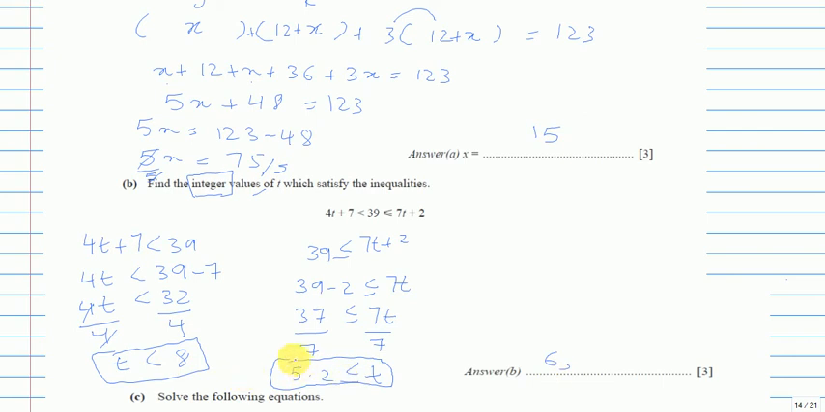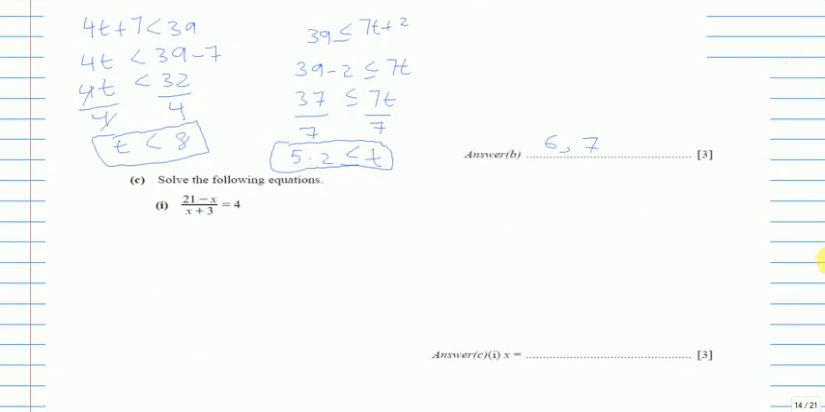And what about after 6? The second integer is 7, which is less than 8 too. So we'll write 7, and after 7, 8 comes, but 8 cannot be the answer because t is less than 8. There is no equal sign here. So these are the two values.